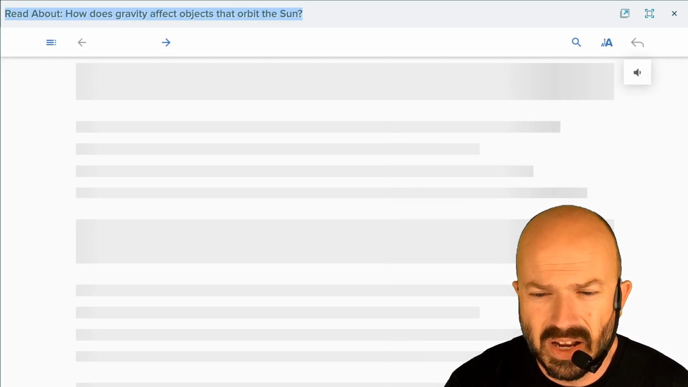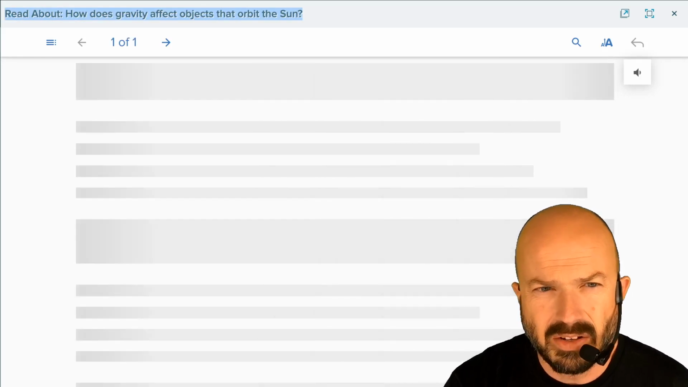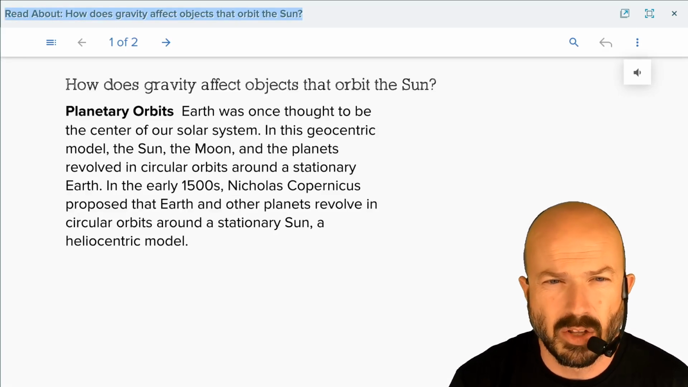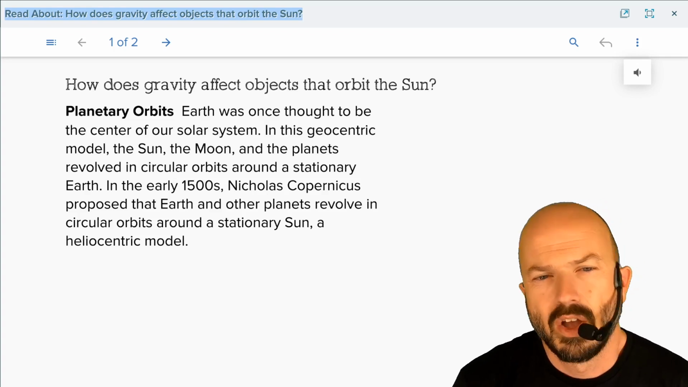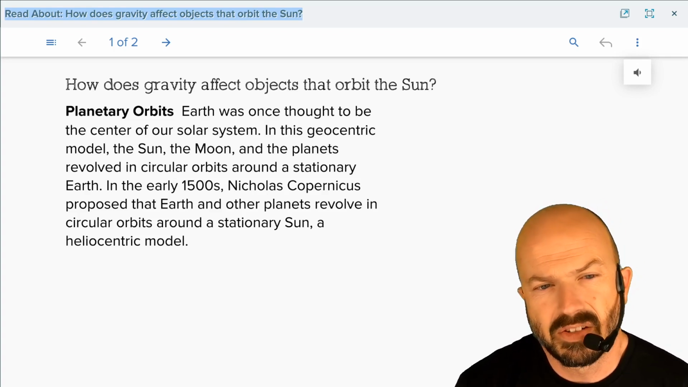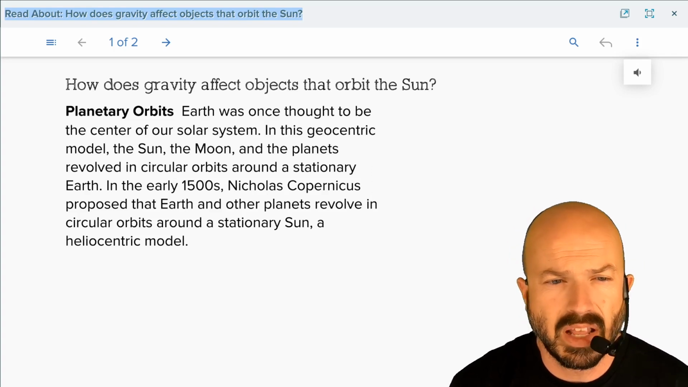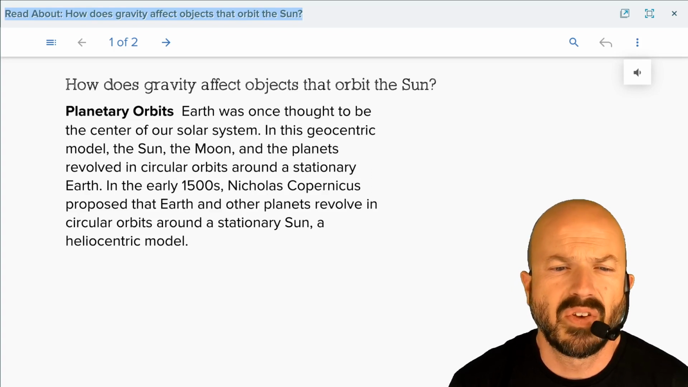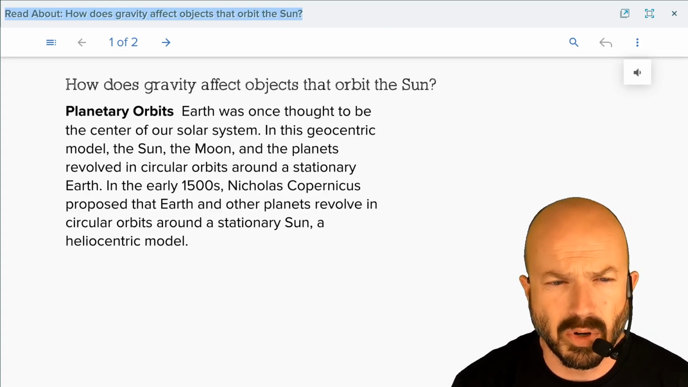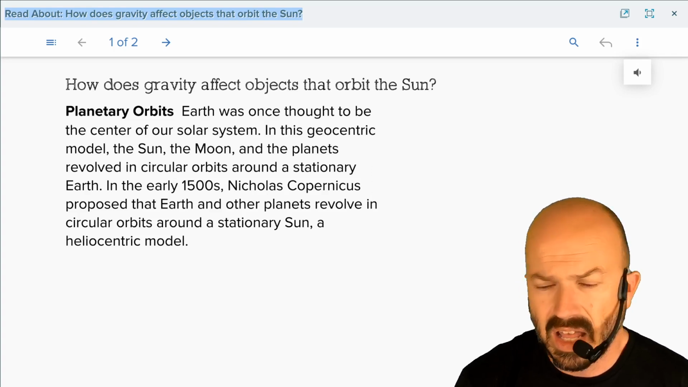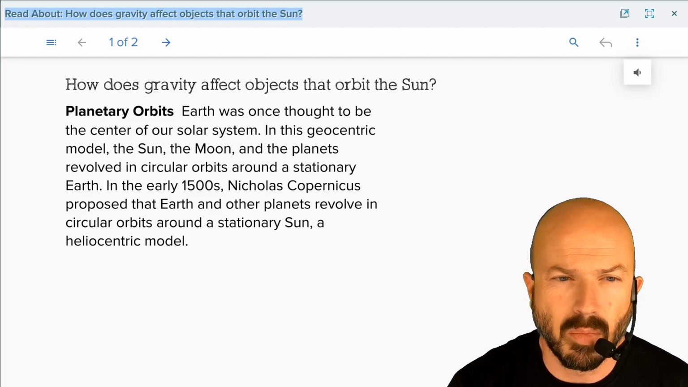And let's just do a little reading and we're done for today. So how does gravity affect objects that orbit the sun? Earth was once thought to be the center of our solar system. In this geocentric model, the sun, the moon, and the planets revolved in circular orbits around a stationary Earth. In the early 1500s, Nicholas Copernicus proposed that Earth and other planets revolve in circular orbits around a stationary sun, a heliocentric model.